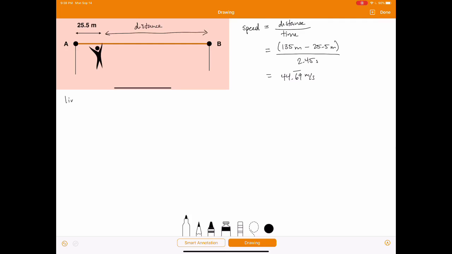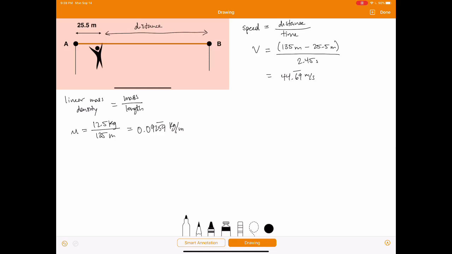Next, let's think about the idea of linear mass density, which of course is the mass divided by the length of the rope. In other words, we have mu is equal to 12.5 kilograms, that's the total mass, divided by the length, 135 meters. So this works out to 0.09259 kilograms per meter. We'll keep 3 sig figs on that. And then, by the way, up here, speed is v.